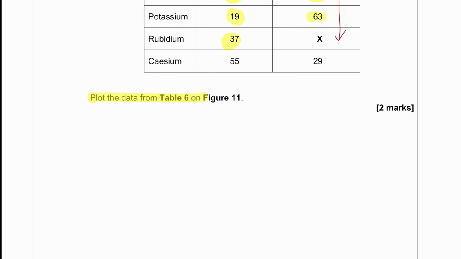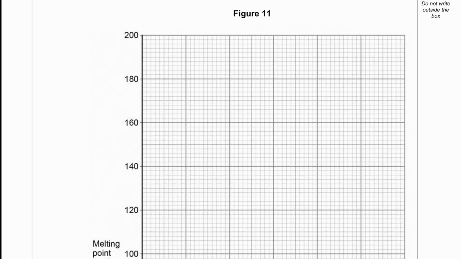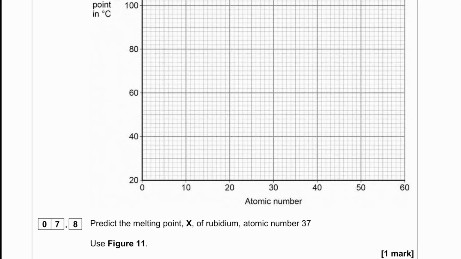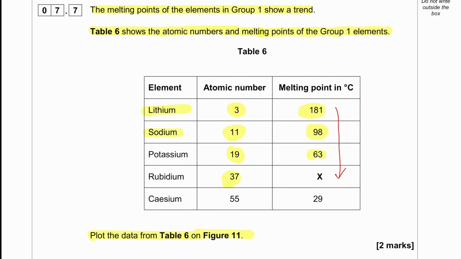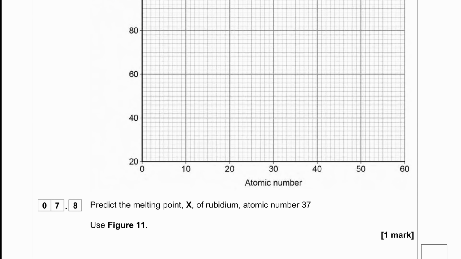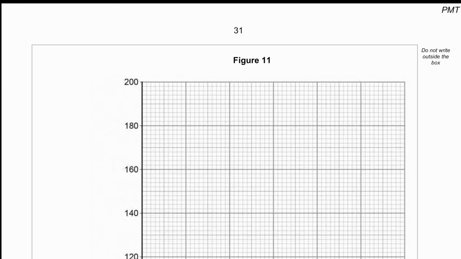Now plot the data in table 6 on figure 11. If we plot this data, for the first one we have lithium with atomic number 3 and melting point 181. We can see atomic number 3 is here. So 180, and this is 200, which means each box represents 2. So 181 will be here in the middle of this.